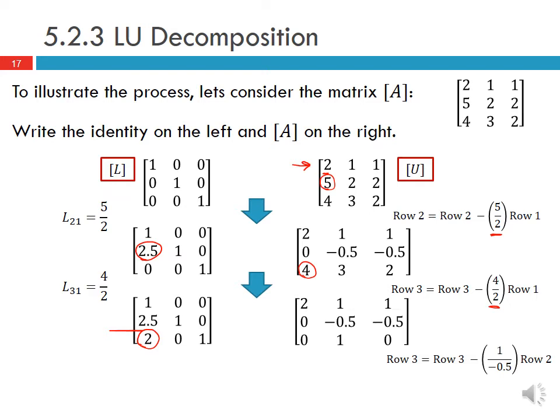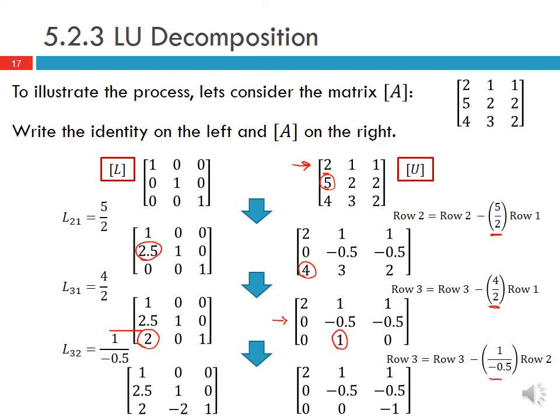Next, we update our pivot row to row 2, and we want to get rid of this 1 here in row 3. So row 3 is equal to row 3 minus 1 over negative 0.5 times row 2. This gives us the matrix shown here, and we have arrived at our upper triangular matrix U. And you can see our factor here is 1 over negative 0.5, so that becomes our L32, and that ends up right here. And you can see that L is now a lower triangular matrix. So going through this process, we've arrived at both our L and our U.